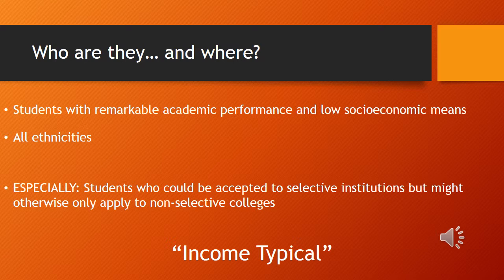So let's get to know our target population. We're looking at students with remarkable academic performance but low socioeconomic means, and we see representation of all ethnicities in this group. Now, of these students, there are some who apply to very selective institutions, and we call them achievement typical, and their habits mimic those of their higher income academic peers. Then there's this other group that we call income typical, and they only apply to non-selective colleges even though academically they are very, very high achievers.